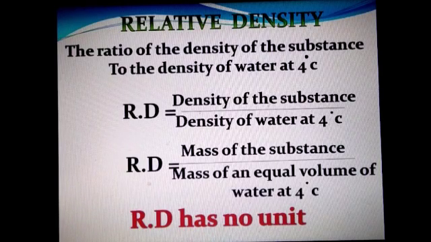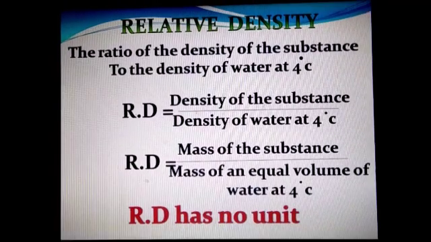Students, as you can see here, RD, that is relative density, is a ratio of the density of a substance by the density of water, or mass of the substance by mass of an equal volume of water. So it is a ratio. That is, it has no unit as it is simply a ratio of two densities or masses.